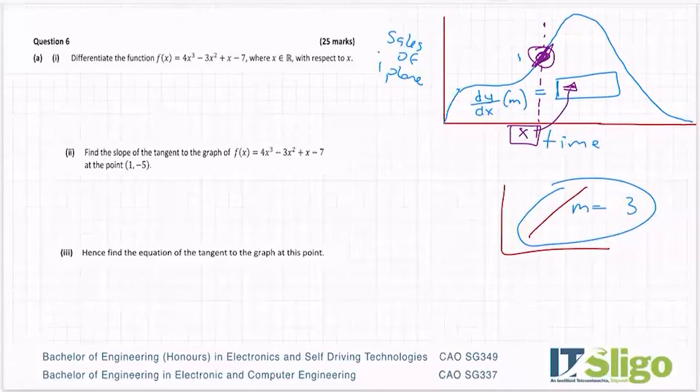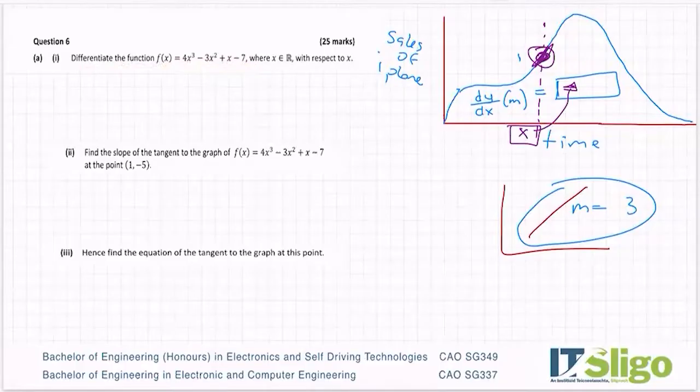Okay, so that's what I'm going to be doing with you with your calculus questions, is that type of a setup. Okay, so let's read the question. Differentiate, so that means find a formula for the rate of change. So differentiate the function f of x equal to 4x cubed minus 3x squared plus x minus 7.